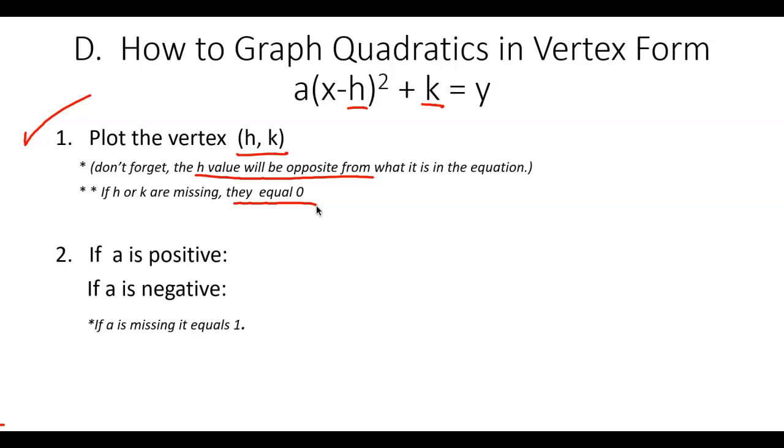If a is positive, that makes a happy face parabola. And if a is negative, that reflects it, so it ends up being a sad face parabola. If the a is not there, it equals 1, and that's all we need to know. So sometimes they won't have an a here. They might have a negative, so that means it's a negative 1. But if they don't have anything at all, it just means it's a 1.